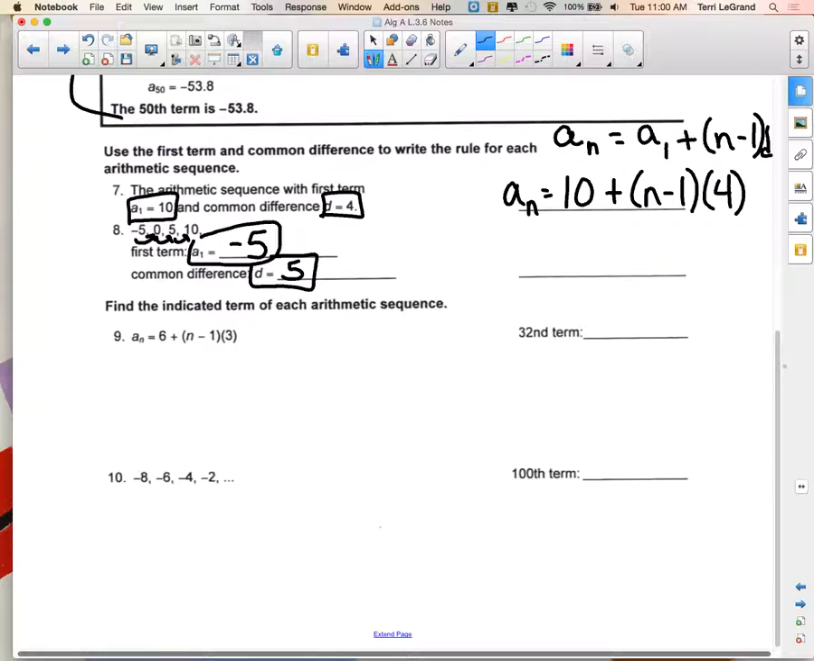Okay, anybody think they got it for us? Does it start out like A sub n is how it starts? It starts A sub n. Okay, Adam? A sub n equals -5 plus, and then parentheses, n minus 1, parentheses, 5. Okay, that's the right rule.